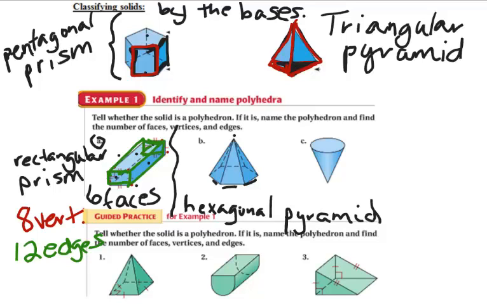Okay, hexagonal pyramid. And so if we look at this one, the number of faces, we have the face on the bottom. That's my hexagon. And then at each vertex we have a face, so each side is going to have a face that goes up to a common point. So I'm going to have 6 faces all the way around, plus the one on the bottom. So I'm going to have 7 faces.